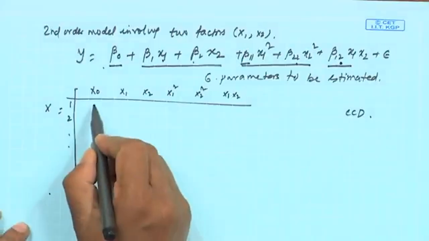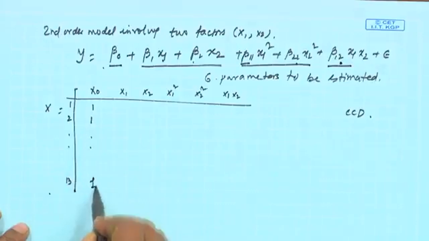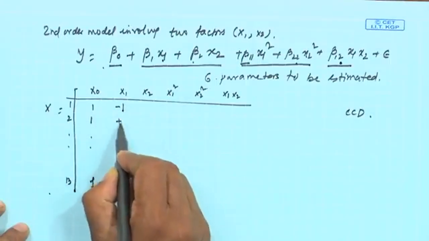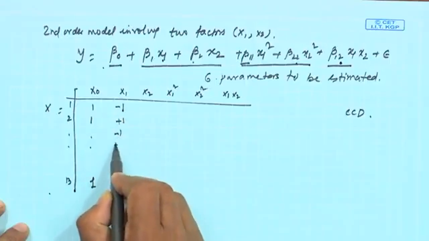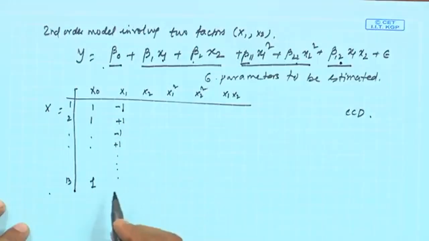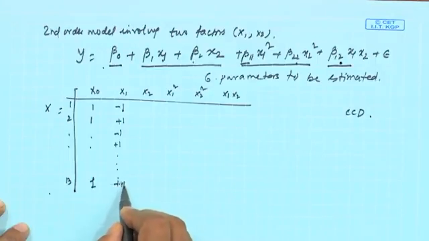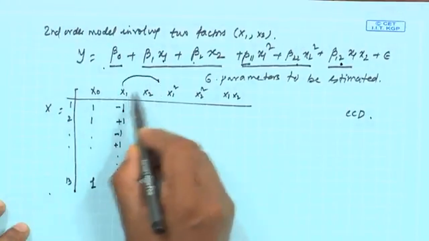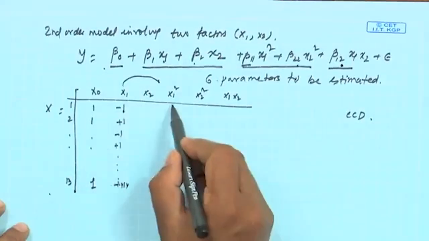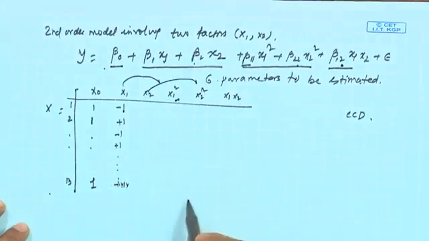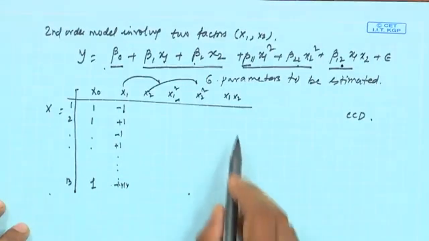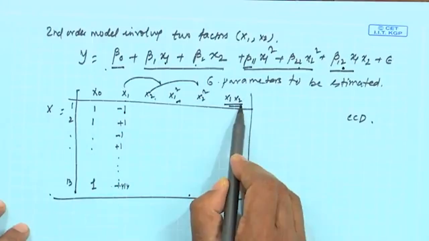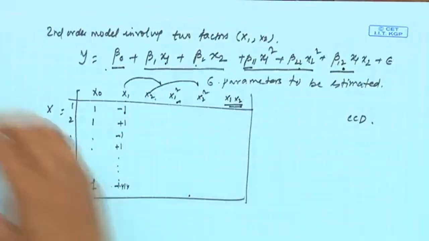So, for x 0 all will be 1. For x 1 that is minus 1, then plus 1, then minus 1, then plus 1, and like this the last one is minus 1.414. Similarly for x 2. Then you square the x 1 column, you will get x 1 square, and square the x 2 column, you will get x 2 square. Then multiply x 1 and x 2, you will get the x 1 x 2 column.